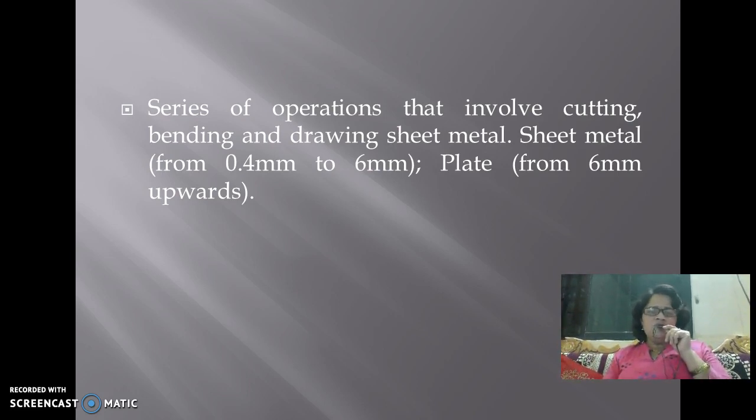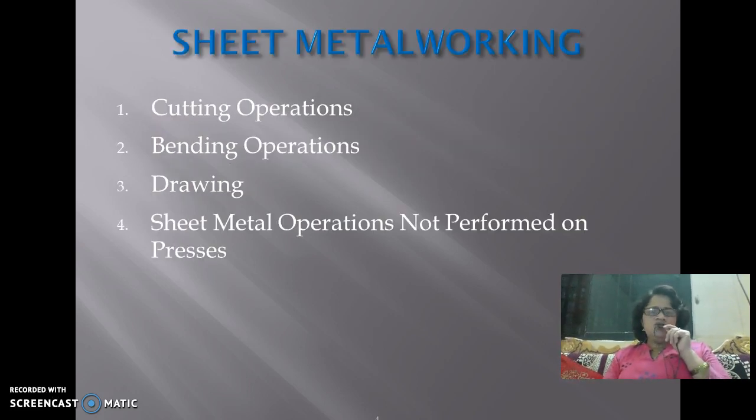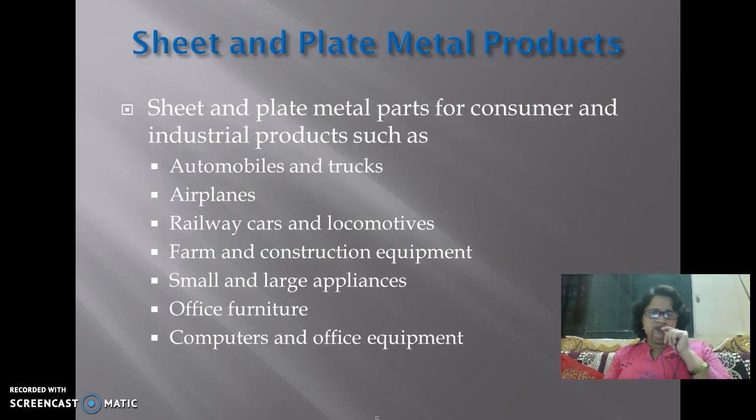There are a number of operations in sheet metal working. These are the cutting operation, bending operation and drawing operations. In sheet metal working, the cutting operations are there, then bending operations, drawing operations, and sheet metal operations not performed on the press. Now, the sheet and plate metal products.